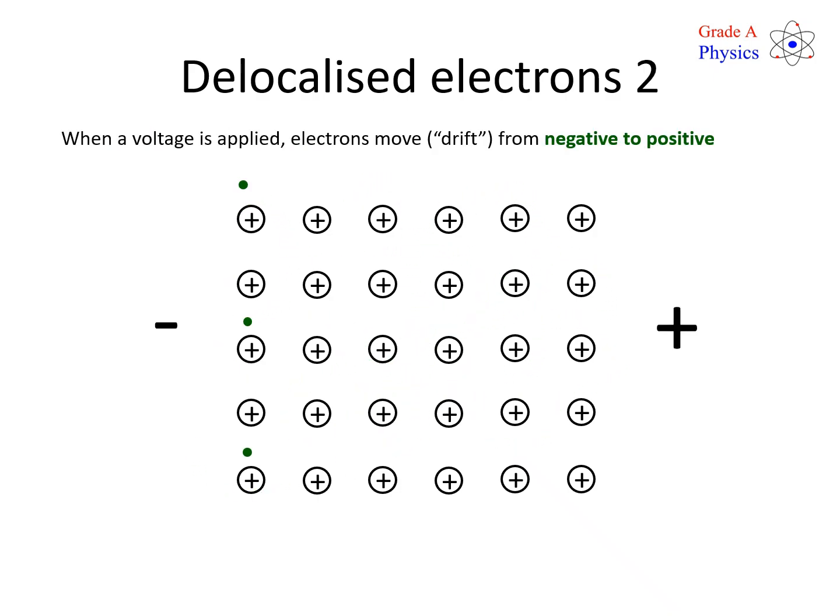So when we apply a voltage, so we connect the wire in a circuit with a battery, then one side is positive and the other side is negative. So then the electrons are attracted to the positive terminal and they're repelled from the negative. So then we have a current.